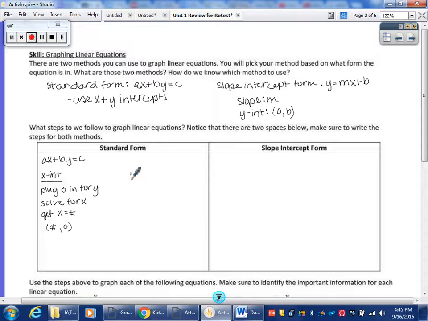To find the y-intercept, you do the same thing, but instead of plugging 0 in for y, you plug it in for x. So we plug 0 in for x, and then solve for y. And you get y equals a number. And so the y-intercept is 0, comma, number. Notice that they're opposites, right? And all you do is you graph those 2 points and draw a line through them.